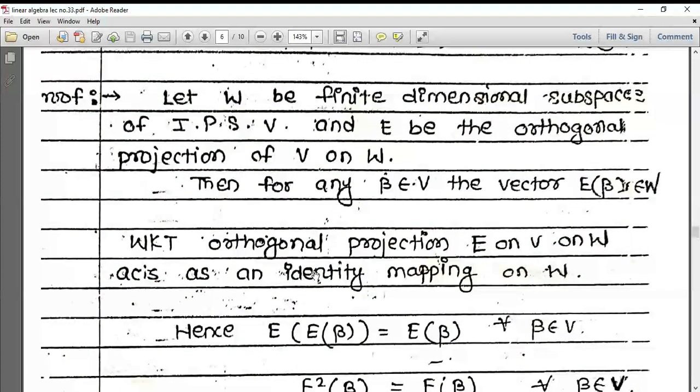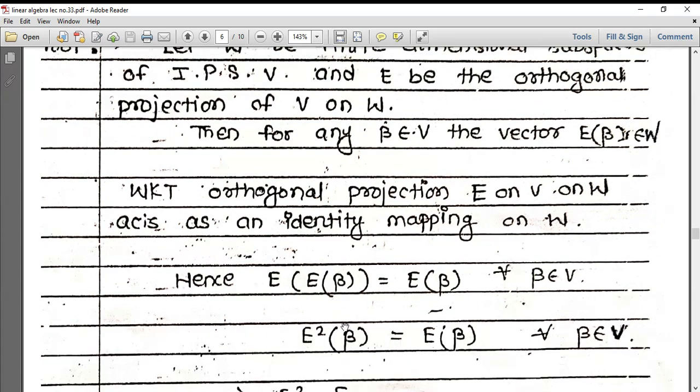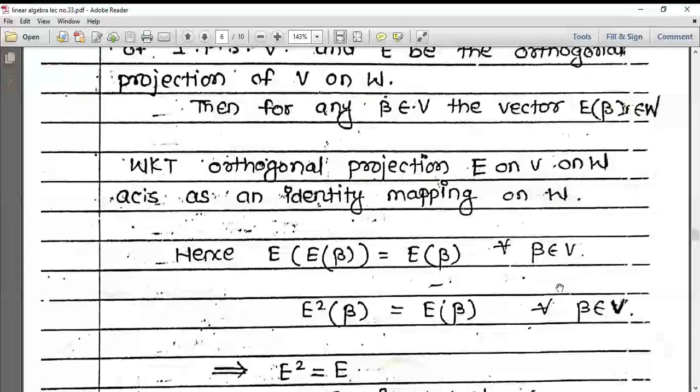So we know that the orthogonal projection E on V on W acts as an identity operator on W. So E of beta is equal to beta for all beta belongs to W. Projection means E square is equal to E.